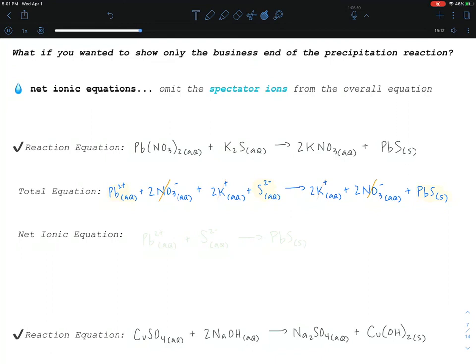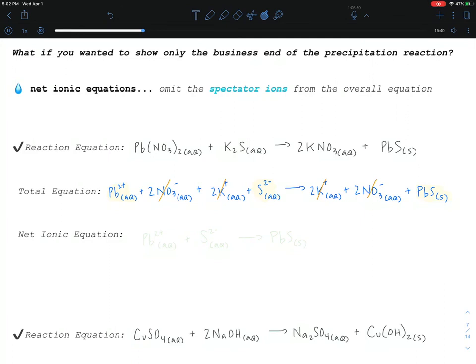When I look on the reactant side now, again, I see two equivalents of the potassium cation. And on the product side, I see two equivalents of the potassium cation. Again, floating around in solution on the left, floating around in solution on the right, just spectating, not participating in the precipitation reaction. The last ion I see on the reactant side is sulfide, but I don't see any sulfide on the product side. It's tied up in the precipitate.